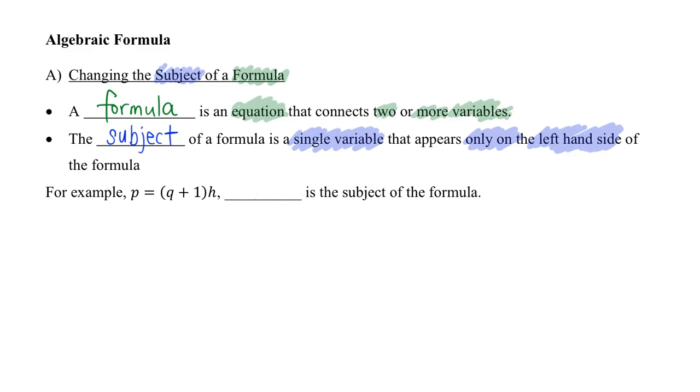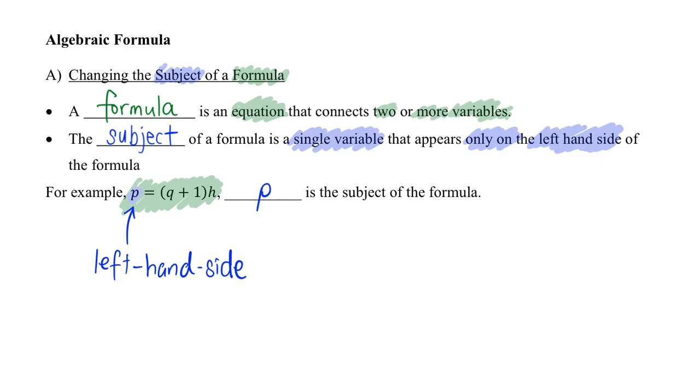For example, P equals bracket Q plus 1 times H. Which one do you think is the subject? Yep, you are right. P is the subject of this formula, because it is on the left-hand side of this formula, which is also an equation.